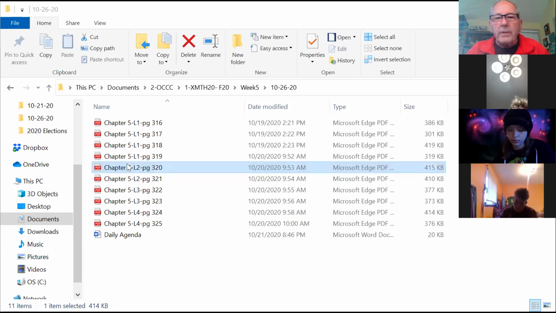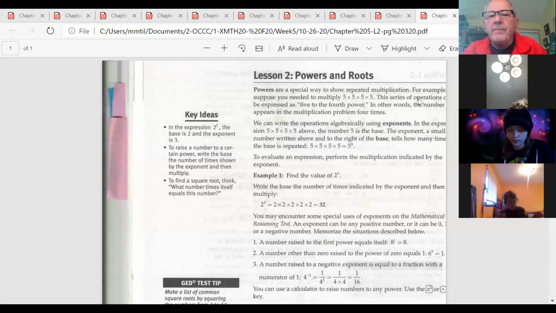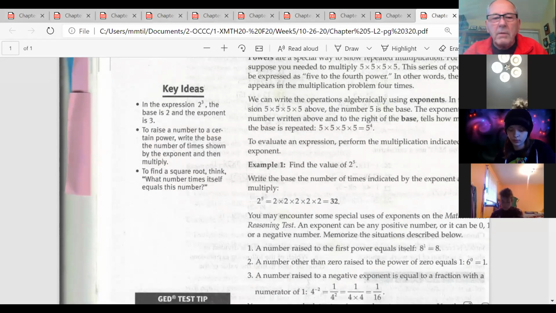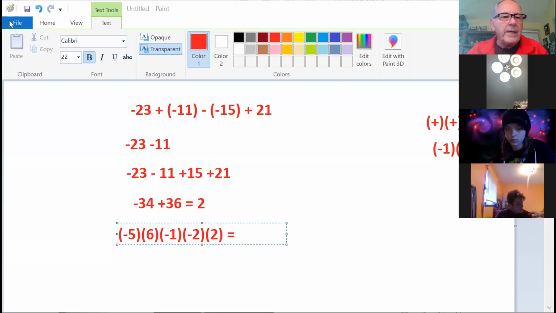Okay, next one. Now we're in sort of a different subject. We just keep going and going here. Powers and roots. Okay, you can see my screen. Remember, if you have a superscript, that superscript is the exponent. So if you had 2 to the 5th power, how would you rewrite it? I've actually rewritten it, but I'm going to share my screen and go over some stuff. Now we're into exponents.